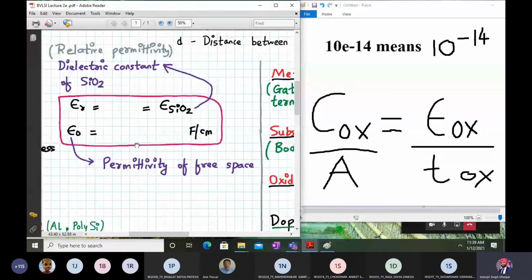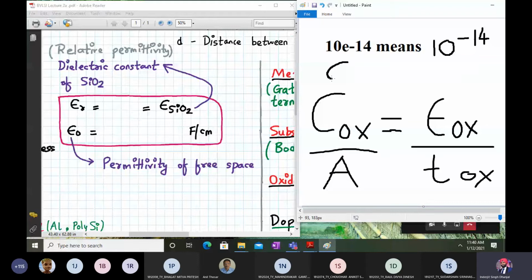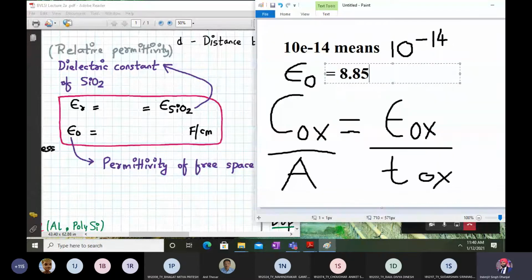So epsilon naught will be equal to 8.854 into 10 raised to minus 14. So if I want to write it as 10 raised to minus 4, 10 raised to minus 14 means this, right? So 10e minus 14 means this only. It means 8.854 into 10 raised to minus 14 farad per centimeter. So that's the value of epsilon naught, which is the permittivity of the free space.